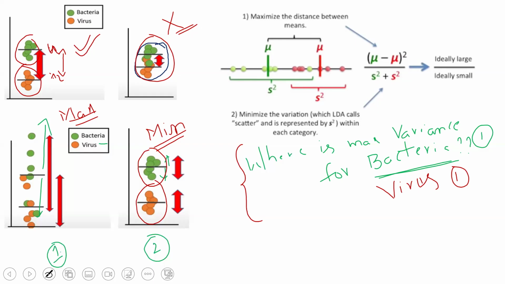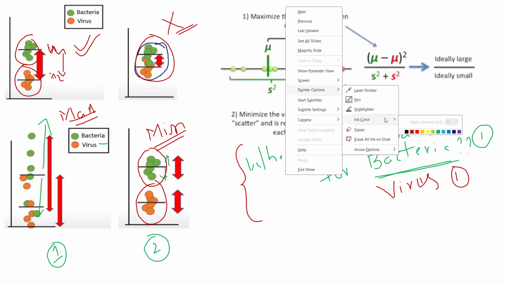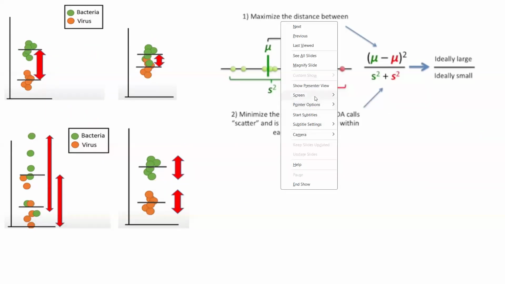Along with that, even if the mean is maximized, if the variance within a category is large, again there is an overlap. So what it is trying to do is not only maximize the distance between the means, it is also trying to minimize the within category variance. Even if you maximize the means, if the variance is large, there will be an overlap. So we need both of them to happen at the same time. If both of them don't happen at the same time, you cannot achieve the LDA goal.